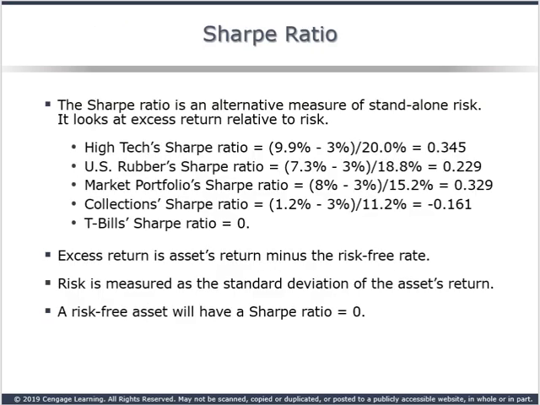Another way of looking at risk is what's referred to as the Sharpe ratio. And so we see here the Sharpe ratio is taking the expected return minus the risk-free rate and dividing it by the standard deviation. This gives another method. William Sharpe is a modern financial theorist who has contributed significantly to modern finance theory. But this is one of his claims to fame.